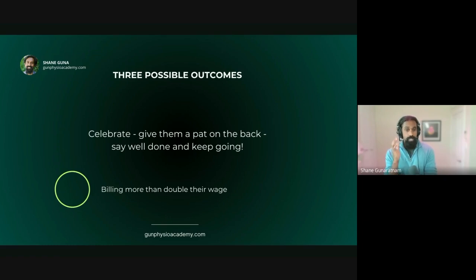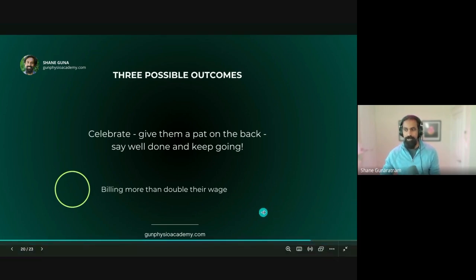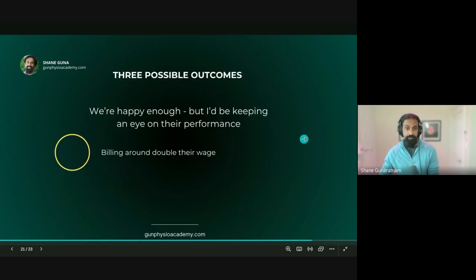So if people are in this green zone where they're billing well above double their wage, great. Give them a pat on the back, say, well done, keep going. Bear in mind that they might be asking for a pay rise down the track, and so we want to get ahead of those types of conversations. But otherwise, we're pretty happy with that.